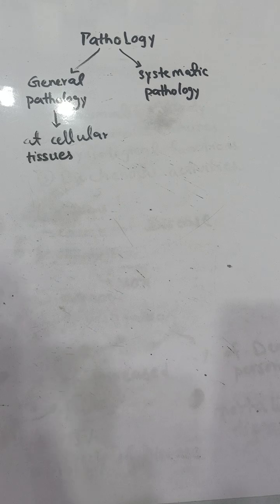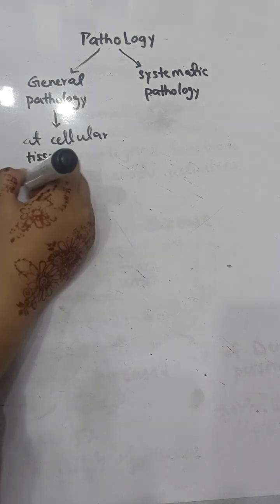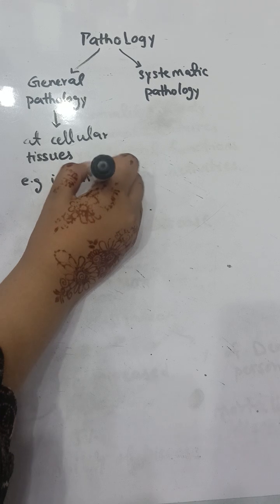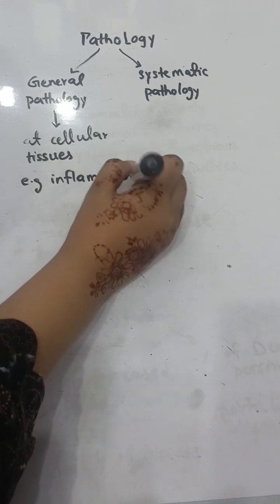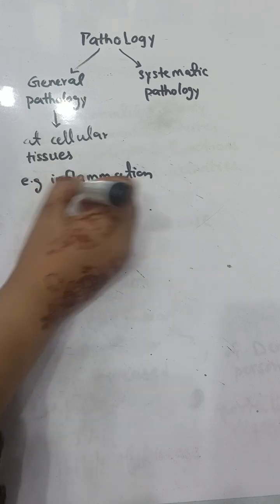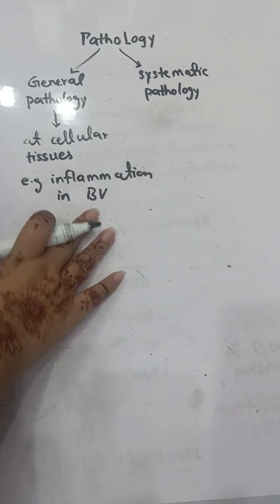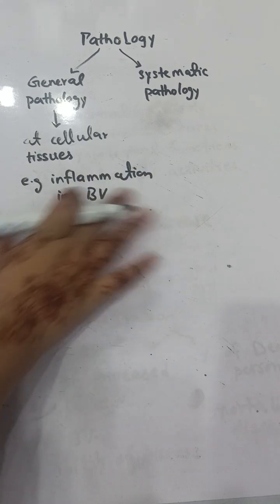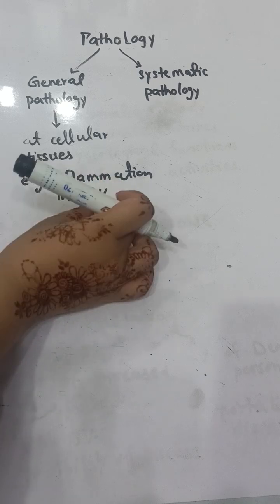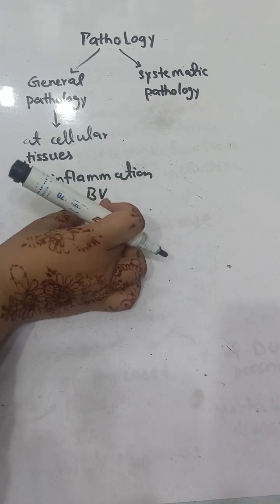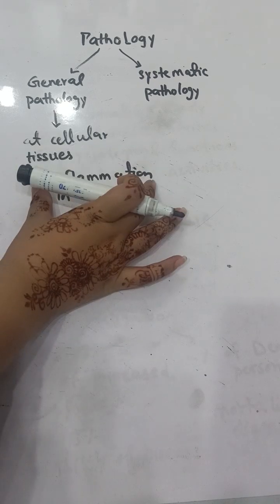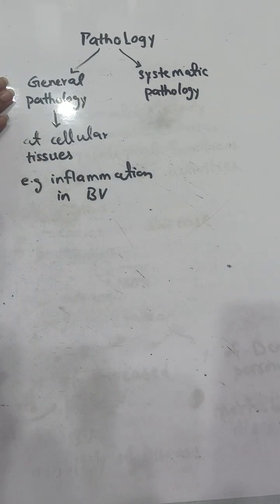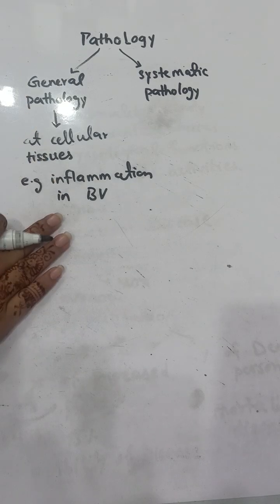If I give you an example of it, like we are studying the inflammation in a blood vessel. Whenever inflammation occurs in the blood vessel, its tissue, its cell, we are studying how the inflammation occurs in the cell of the blood vessel. This is called general pathology. I hope you understand it.